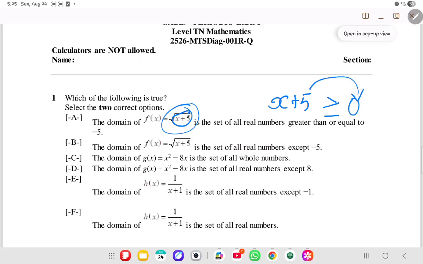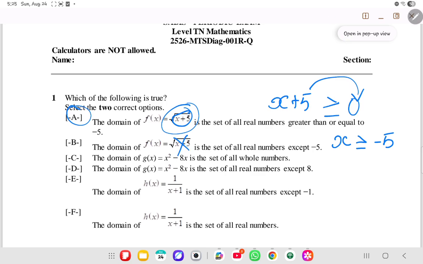So you will move 5 to the other side and you will get that x is greater than or equal to negative 5. So this proves what? This proves that part A is correct. And since we already solved it, that means we can cross out part B. Let's move on to part C.